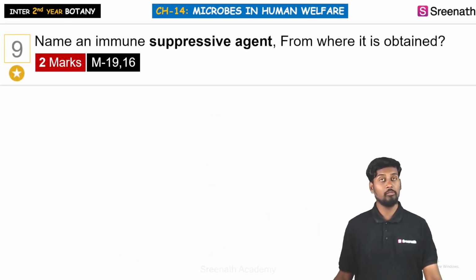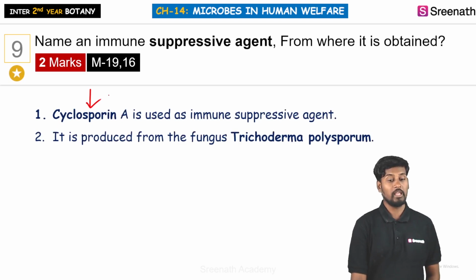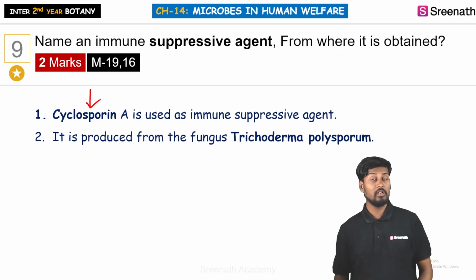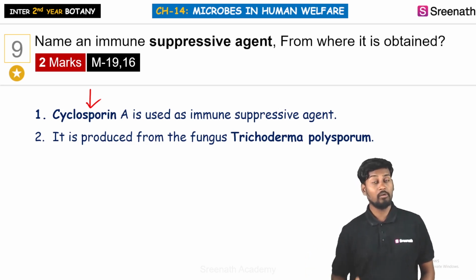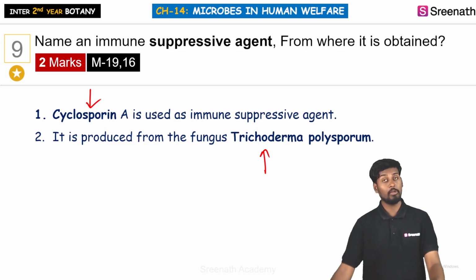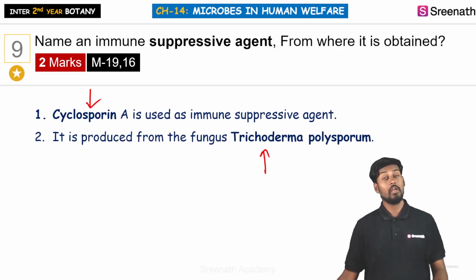The 9th question is: name the immunosuppressive drug which is very much useful and where it is obtained. So it is cyclosporin A. Cyclosporin A is the immunosuppressant agent or drug which is generally used during graft rejection. That is, when a new graft is introduced into the host, cyclosporin A is used to suppress the immune system. And it is generally obtained from a fungus called Trichoderma polysporum. So Trichoderma polysporum is the organism involved in the creation of cyclosporin A, which is very much used as an immunosuppressive drug because it is involved in the suppression or compromising of the immune system.